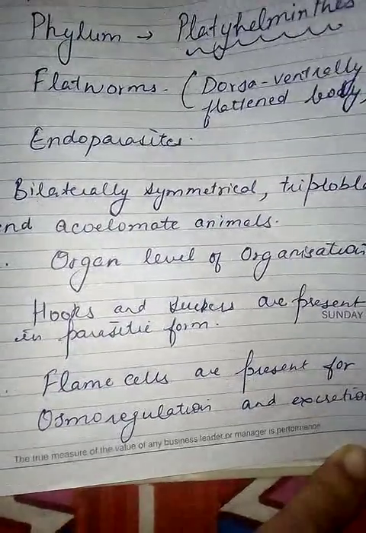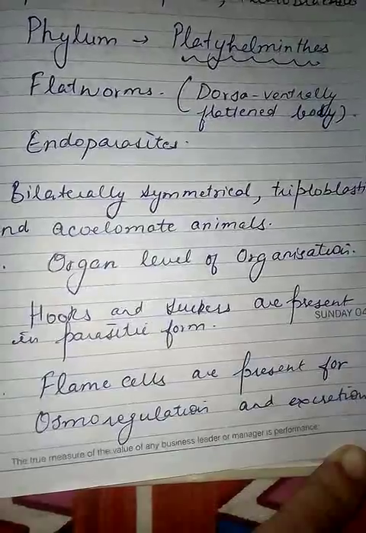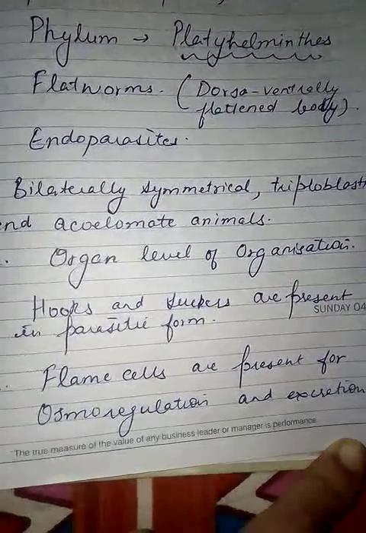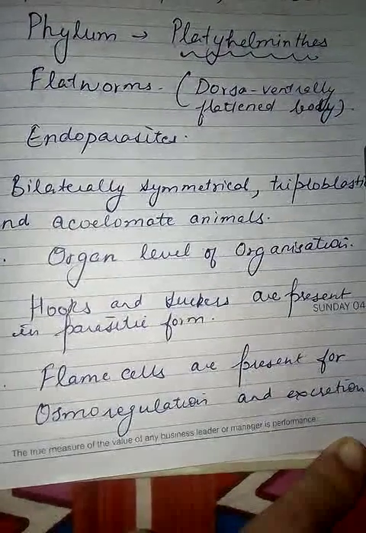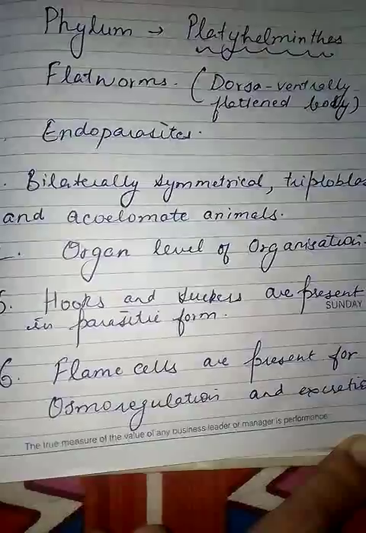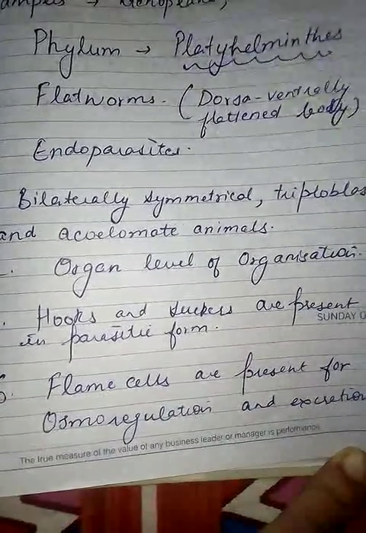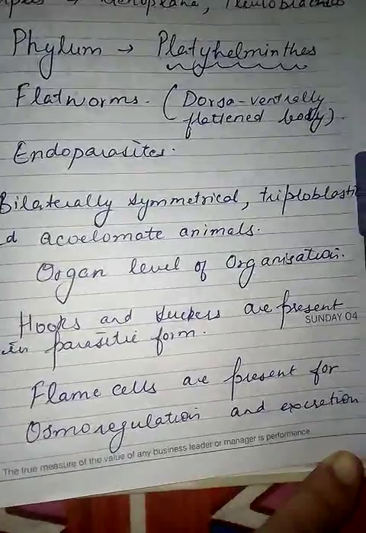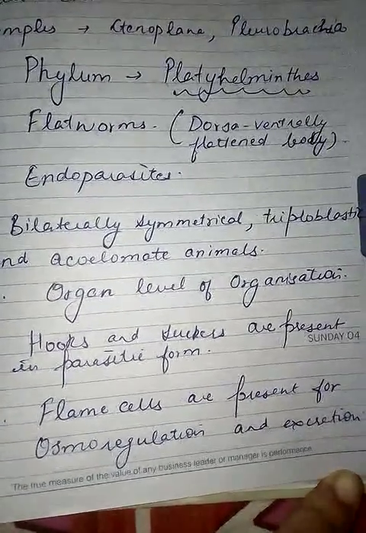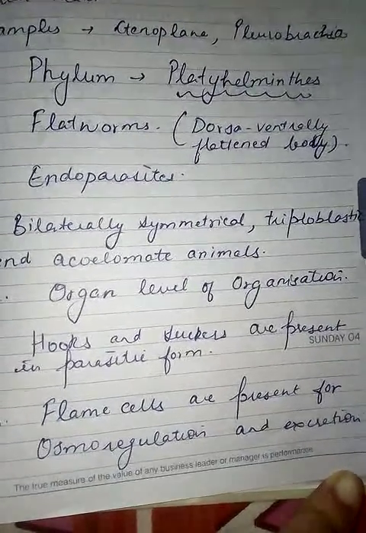Then organ level of organization. Tissue level of organization is seen in Ctenophora. In Platyhelminthes, it is organ level of organization, while in sponges it is cellular level. Hooks and suckers are present in parasitic forms.